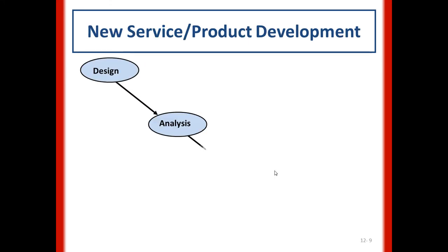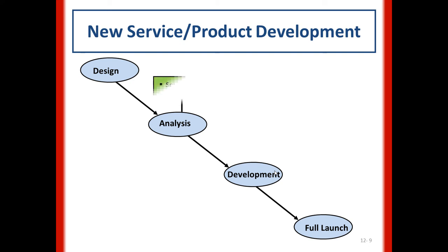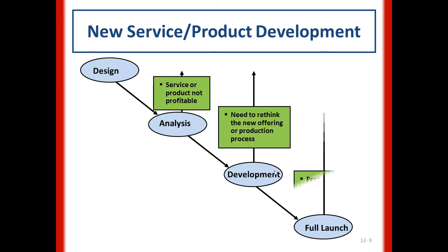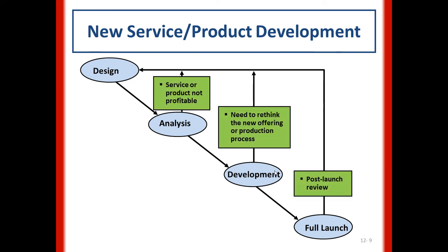The main core processes may include, first, the new product development process, which follows the product life cycle, which starts from design and moves on to analysis, development, and full launch of the product.